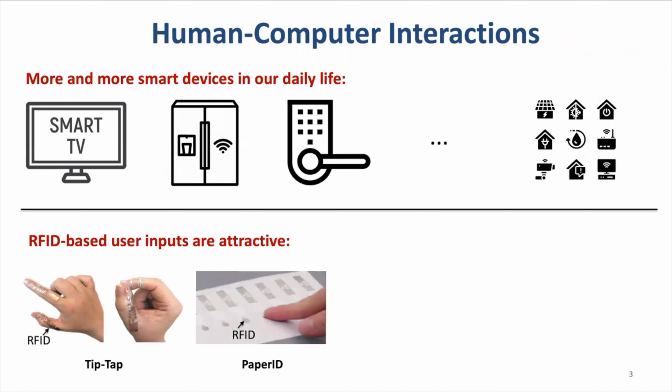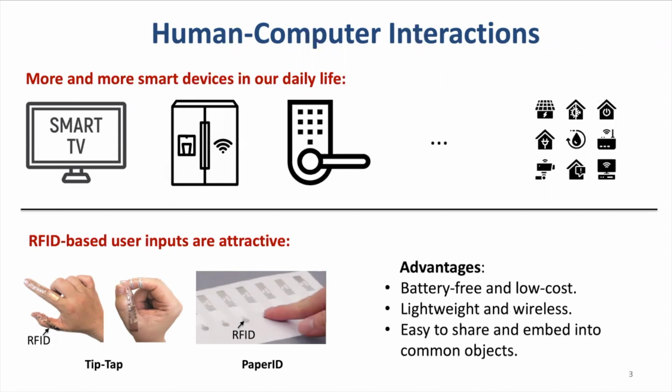Recently, many research studies propose to use RFIDs for detecting user inputs due to the advantages of RFID technology. For example, passive RFID tags are battery-free and cheap. They are also lightweight and wireless. Thus, RFID tags are easy to share and can be embedded into common objects to enable sensing and interactions.